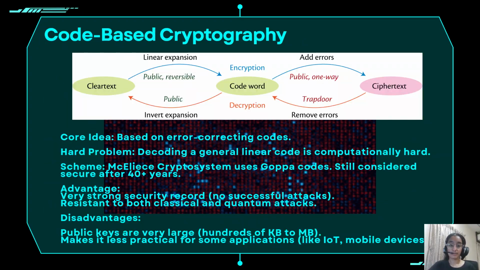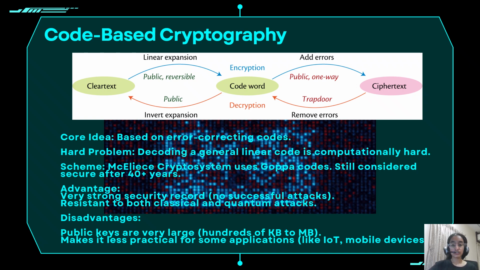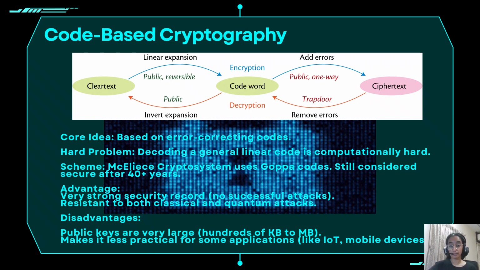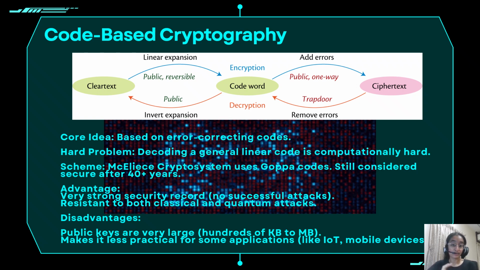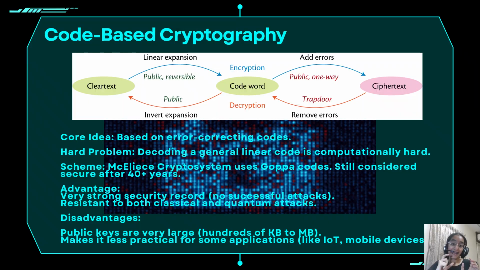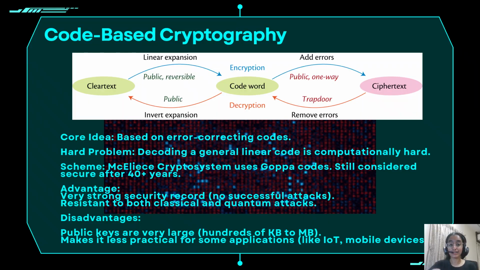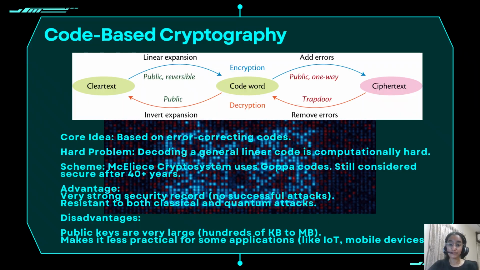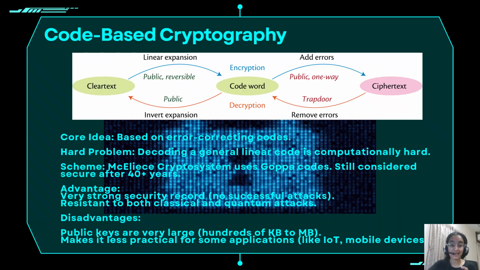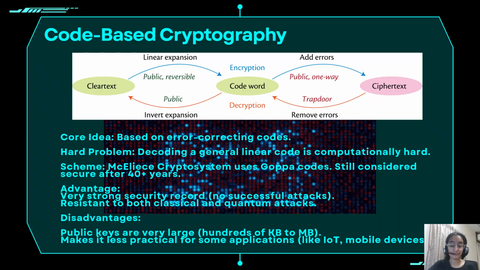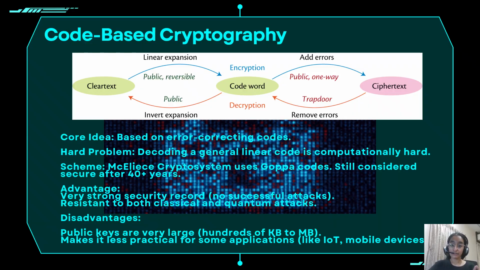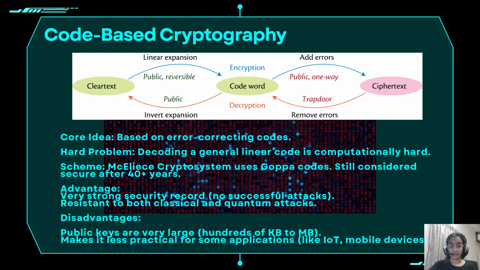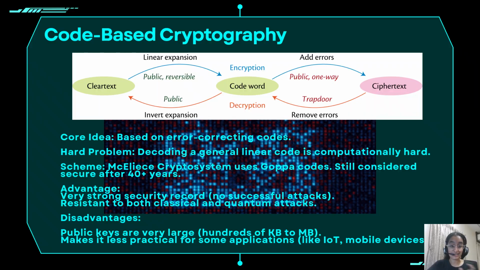Next we have code based cryptography. Imagine you write a message in a book, but then you intentionally add hundreds of spelling mistakes. To everyone else it looks like gibberish, but your best friend has a secret dictionary that tells them exactly how to fix the mistakes. They can easily recover the real message while everyone else struggles. That's exactly how McEliece works.